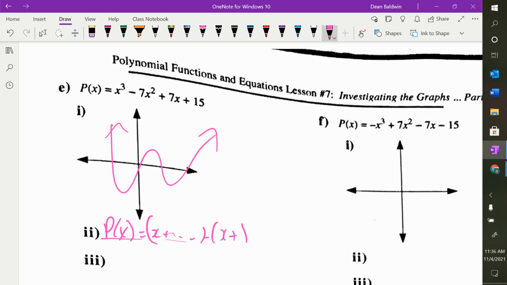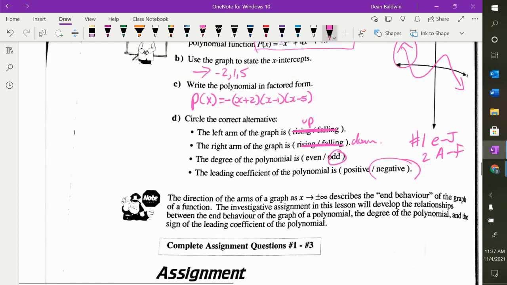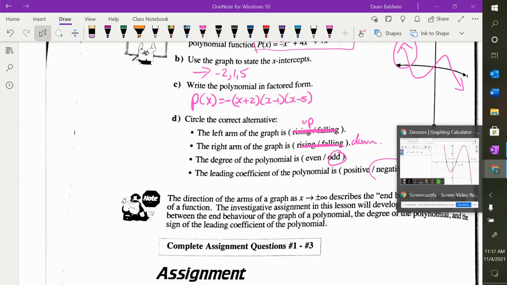Yes. Go. Do you have a question for number one? Nope, number 1 and 2. Okay, so yes. 1 E to J, 2 A to F. Look for patterns. I'm not done yet. E to J.